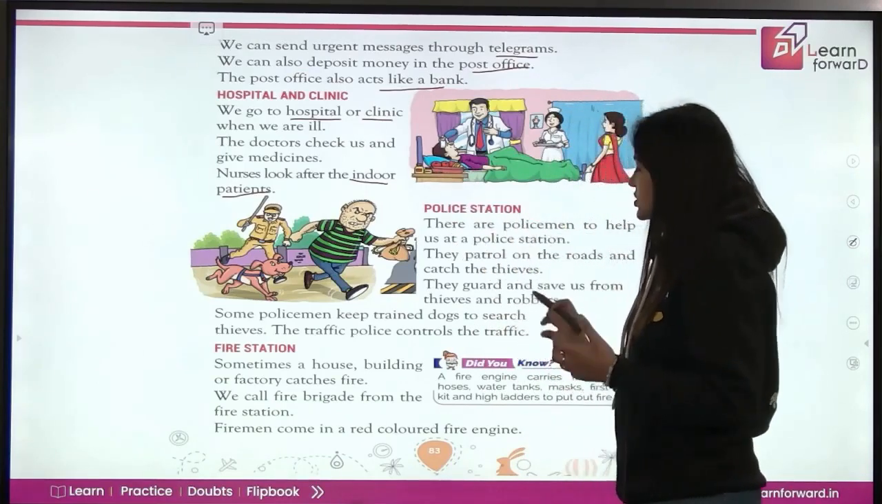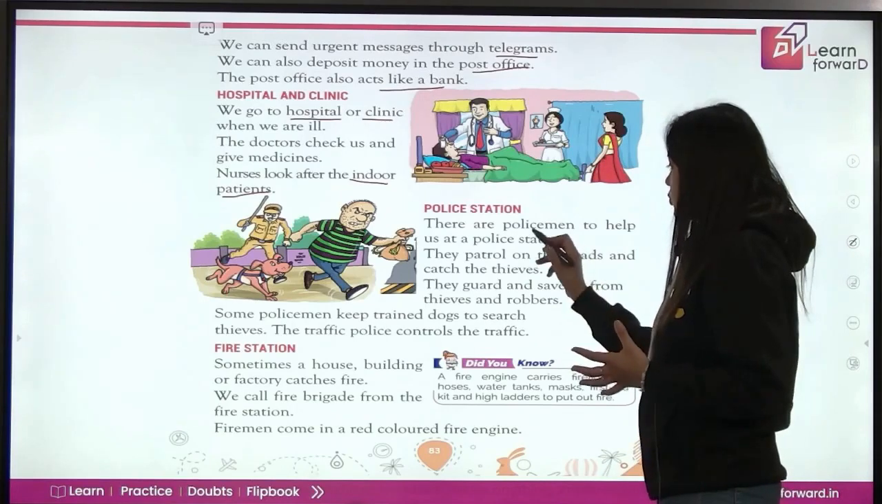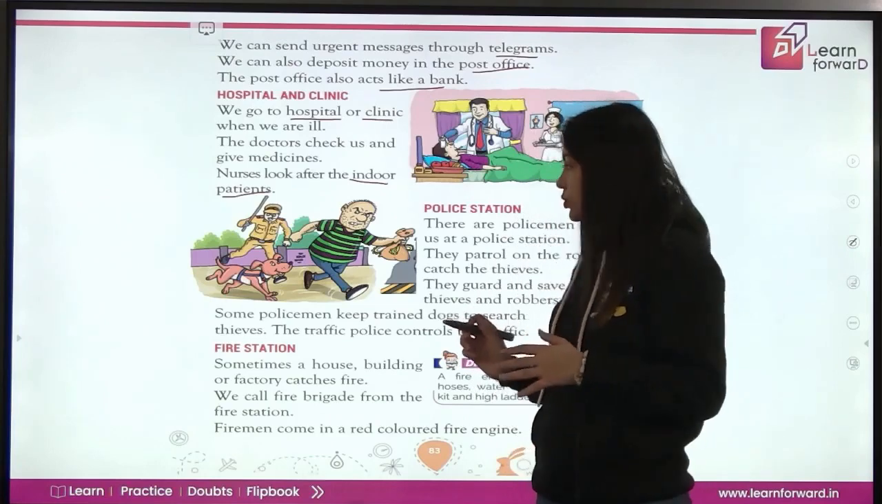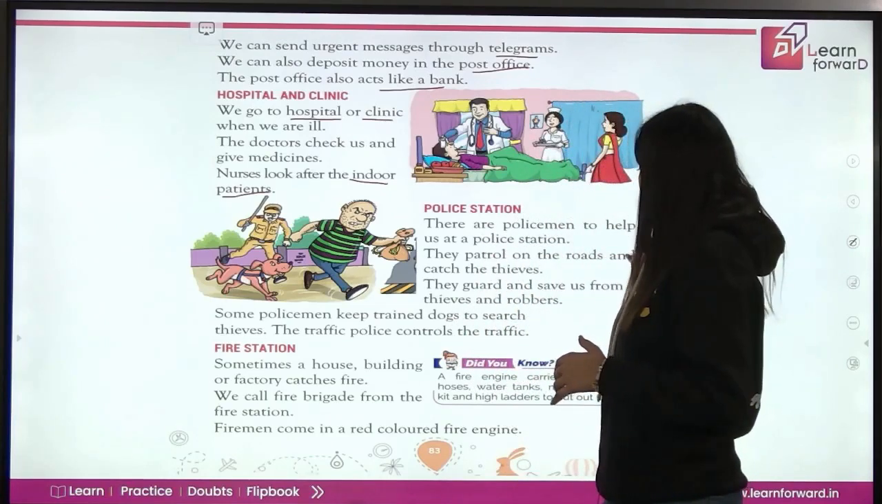Next is your police station. There are policemen to help us at a police station. So the policemen help us at the police station. They patrol on the roads and catch the thieves.